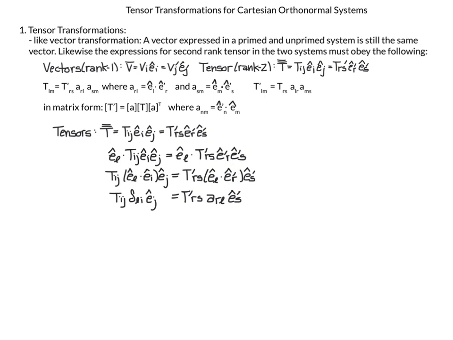I was going to say similarly, but actually we can't do that here, because here we have a basis vector in the unprimed system and a basis vector in the primed system, and these are not necessarily orthonormal. But we can replace this and just call it our matrix A sub rl.